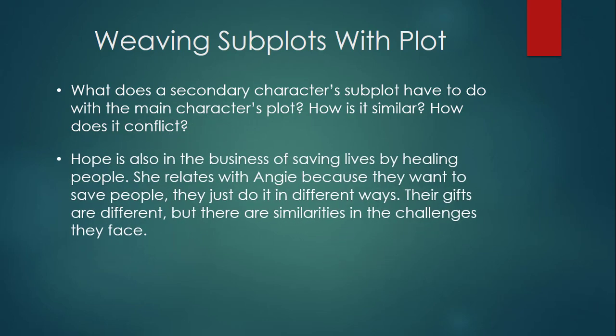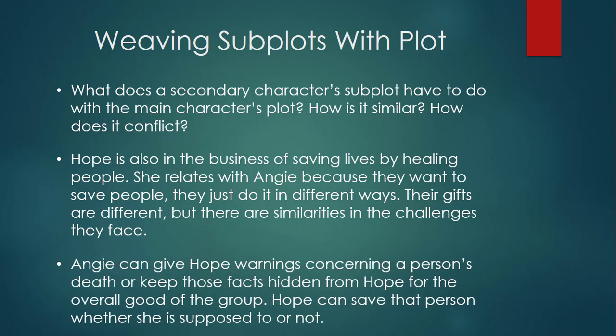Okay, so Hope is also in the business of saving lives by healing people. So she relates with Angie because they want to save people. They just do it in different ways. Their gifts are different, but there are similarities in the challenges that they face both physically and emotionally with what they do, which is why they're so compatible to being friends on so many levels, okay? And why journeying together throughout the book becomes so important for them to have that friendship in place.